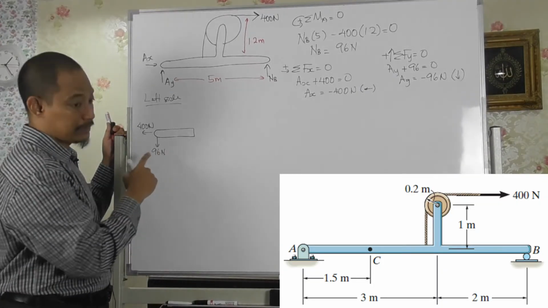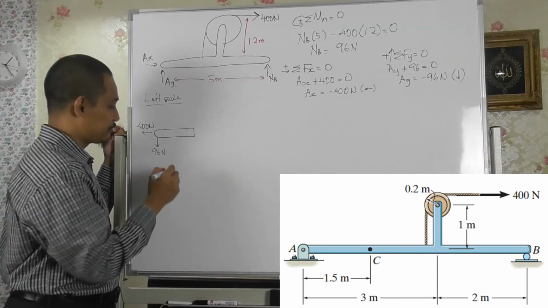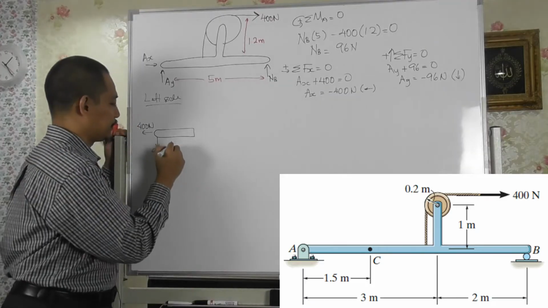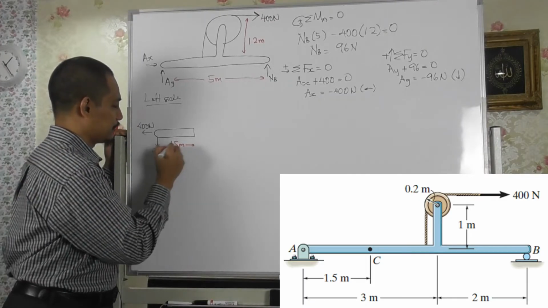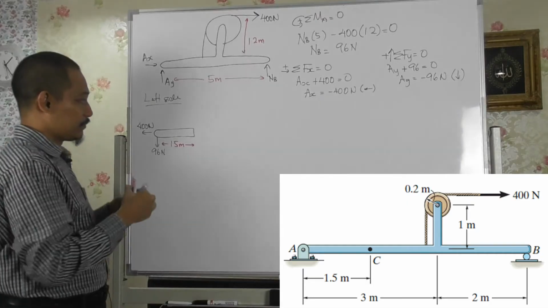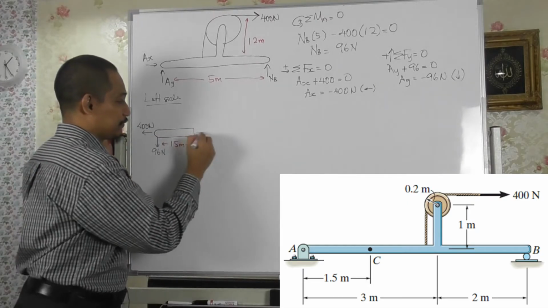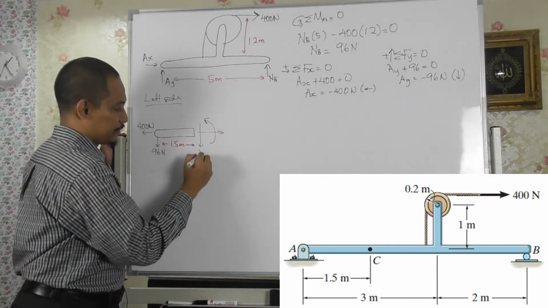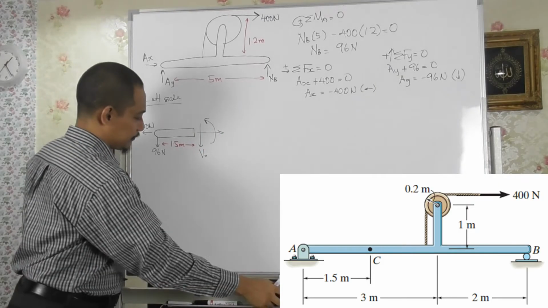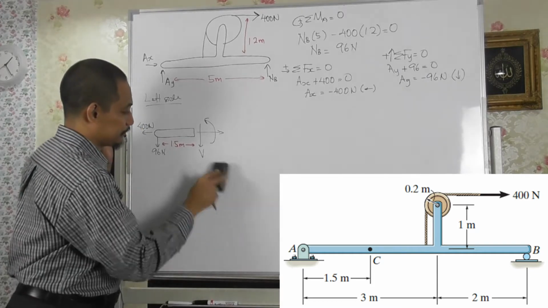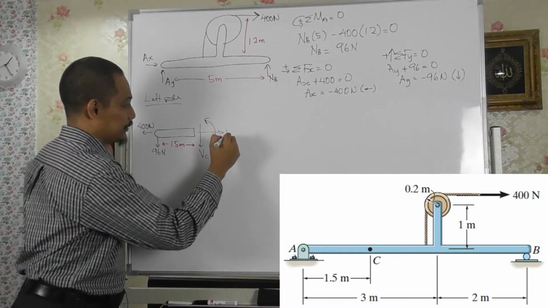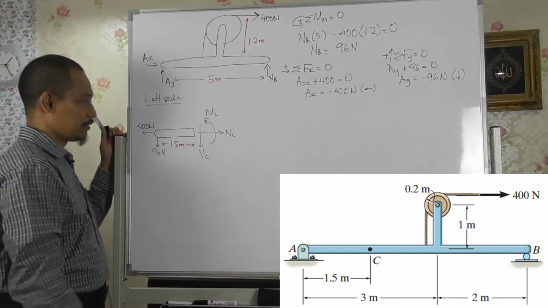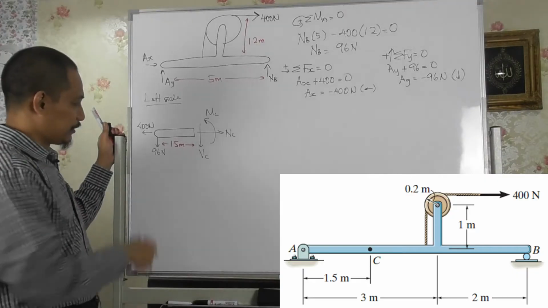Okay, and then until point C, it's actually 1.5 meter, right? So 1.5 meter, 1.5 meter this length, and this is on the left side, so you have something like this, right? Sorry, this is point C, right? So NC, VC and MC. This will be the free body diagram, and you can solve this one, right?